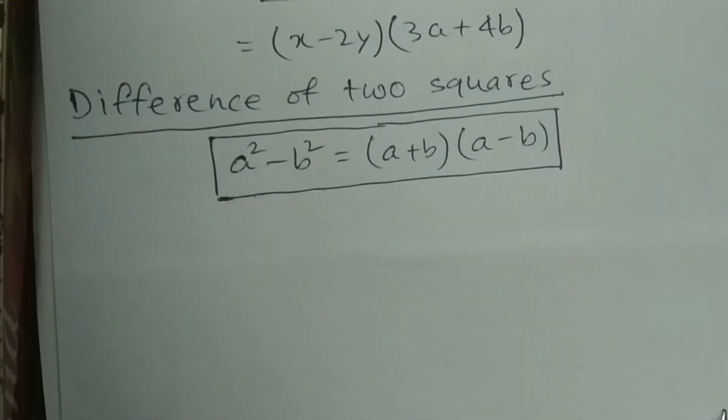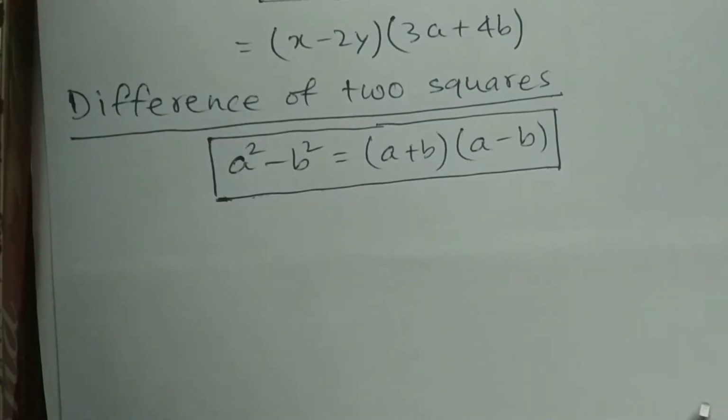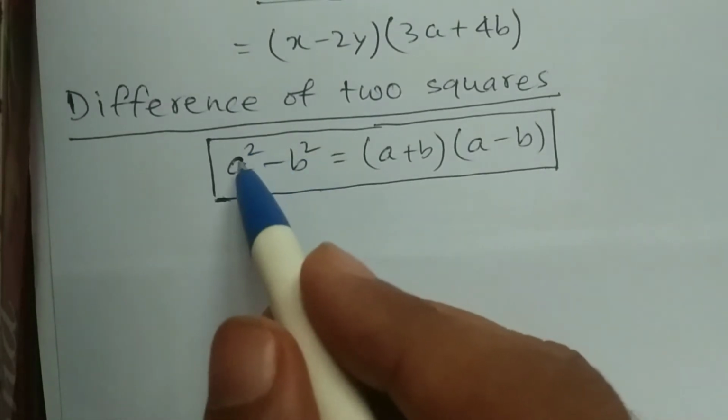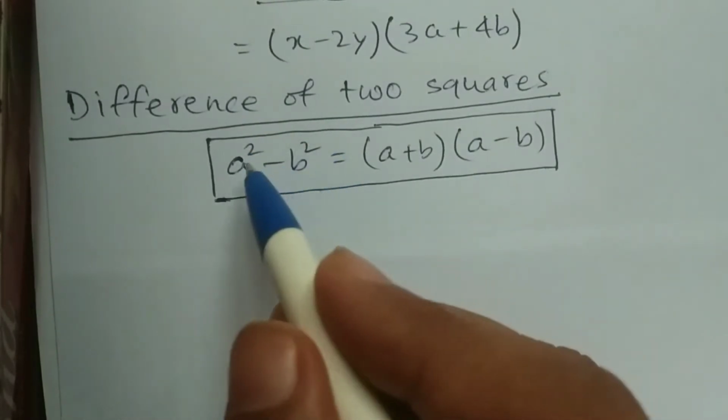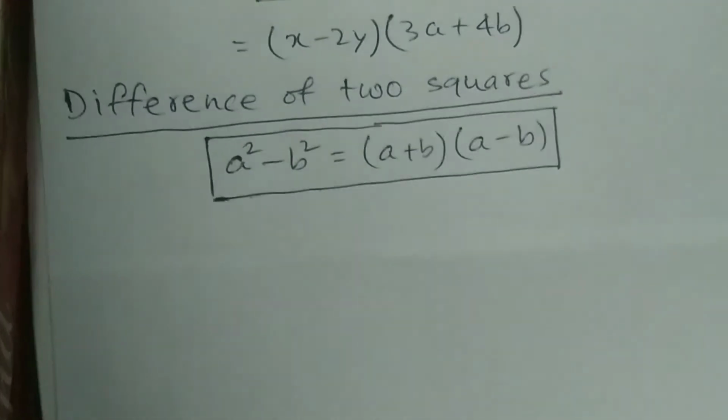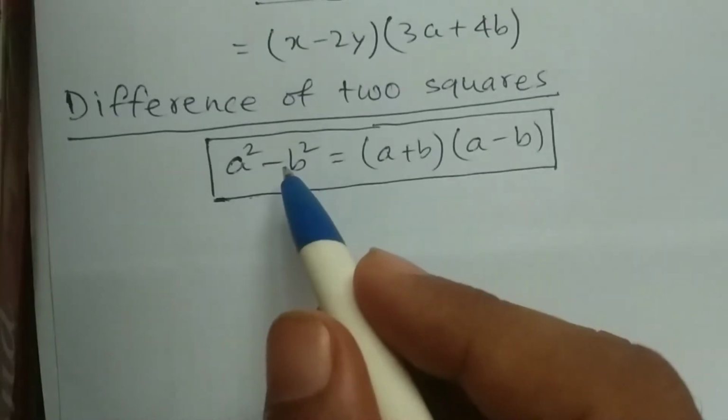It is difference of two squares. So difference of two squares means the subtraction of two squares. Two squares means a square and b square. So here a is one term and b is the second term. So now we are squaring both of them and subtracting from each other.